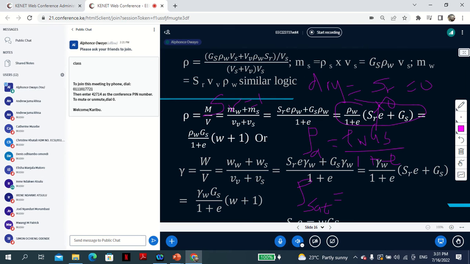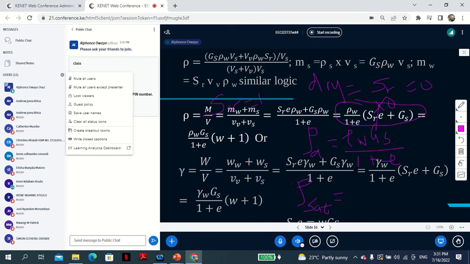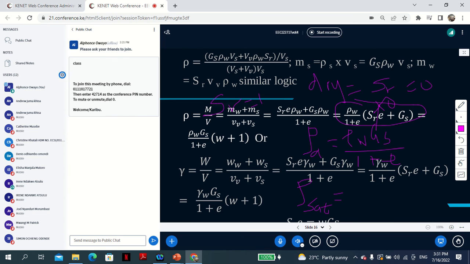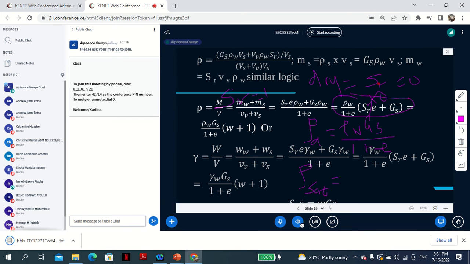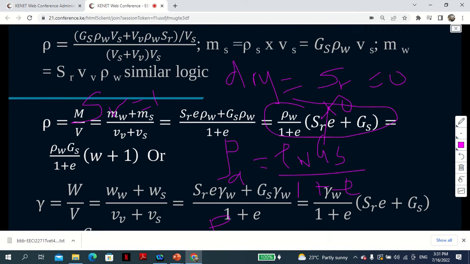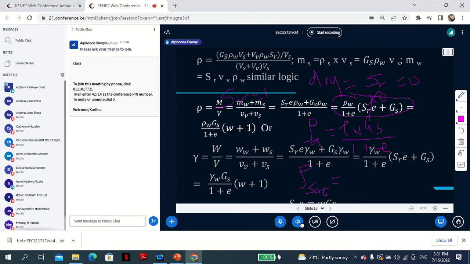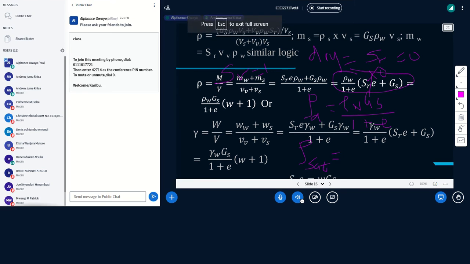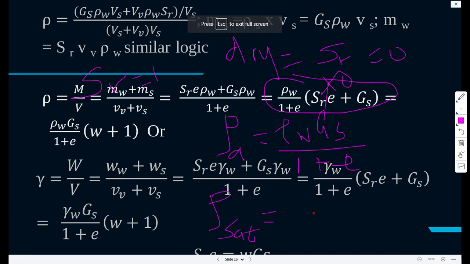Anyone? Surely. Can I point at random? Class rep. Yes, sir. Give me the saturated density, because it should be easy. What is the expression? Just a minute, sir.